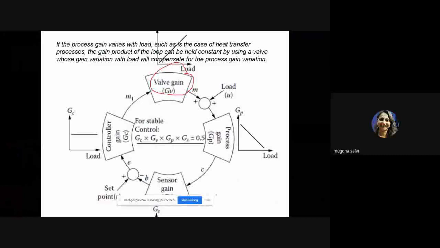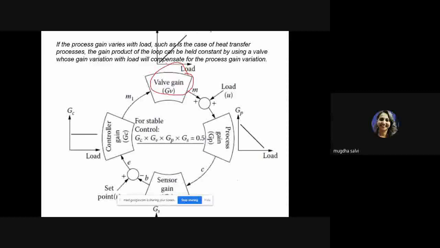Before we took a break, we were discussing what should be the type of valve or the valve gain. Here we can clearly see that the valve gain is showing a linear characteristic. That means we need to use an equal percentage valve to compensate for the process gain or the change of process gain with the load, such that we can maintain the overall gain of the control loop at 0.5.